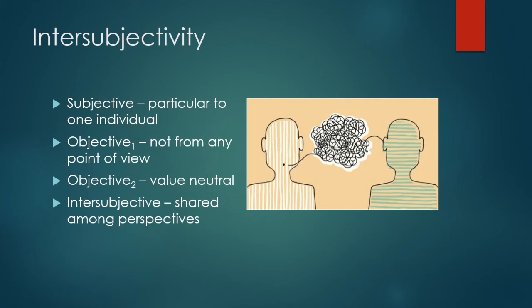Objectivity 2, maybe we could talk a little bit. This is potentially a real thing. Something might be value neutral, right? So not from any values point of view, not from an ideological point of view, or something like that.